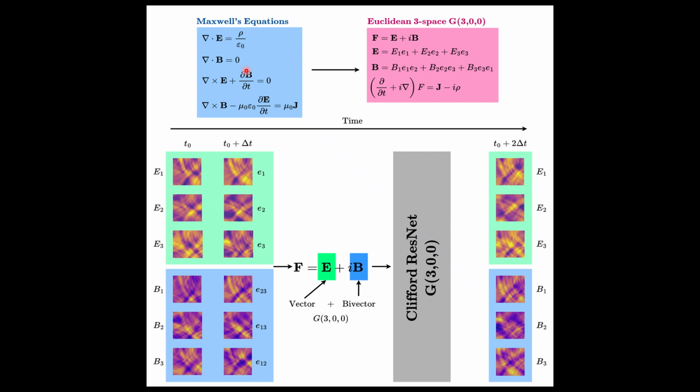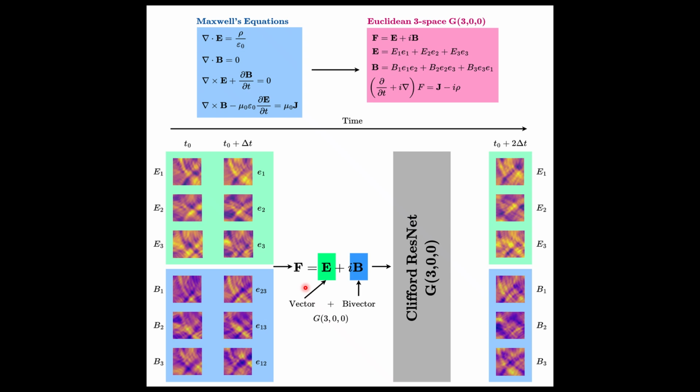The Clifford-ResNet baseline embeds Maxwell fields in 3-dimensional Euclidean space. E is a vector and B is a bivector. They are different grades packed into one mixed multivector. The geometry is right locally, but the algebra doesn't know about time, and it doesn't know that E and B are fundamentally the same object viewed from different reference frames.